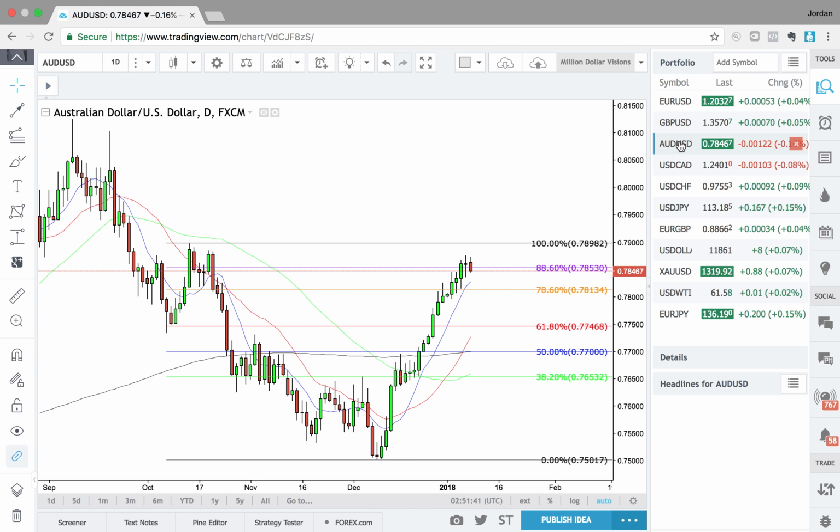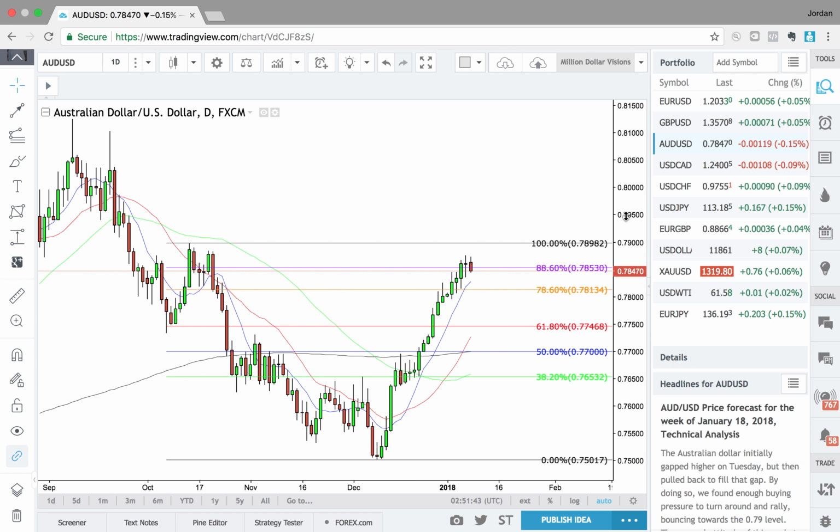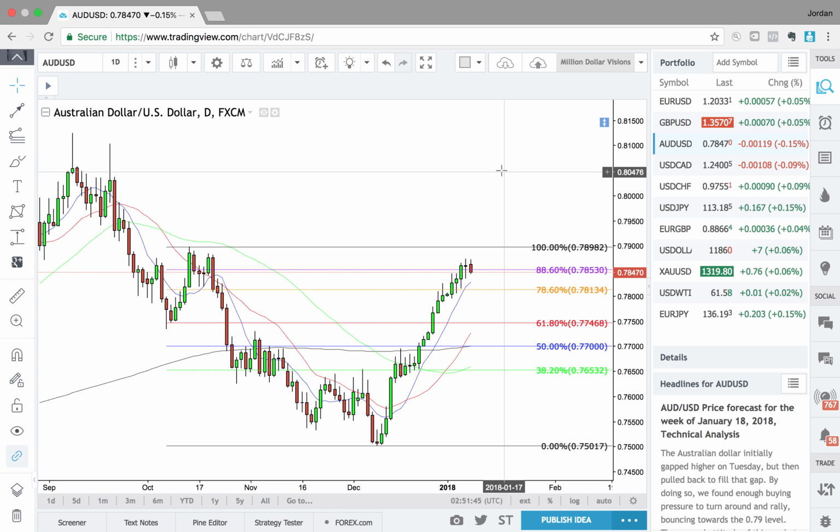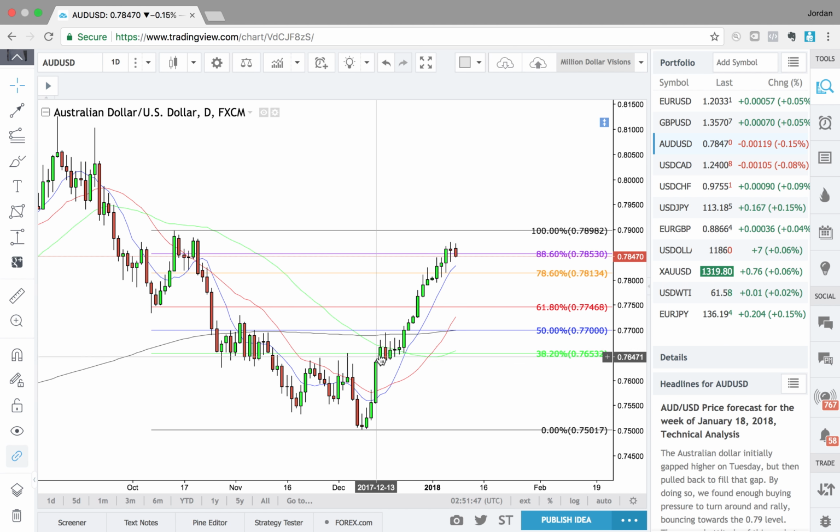With that being said, let's look at a few other pairs. Let's look at something like the Aussie dollar. Aussie dollar has been very bullish for about the last 2 weeks since the dollar started weakening. I would like to see the Aussie dollar create new lows.